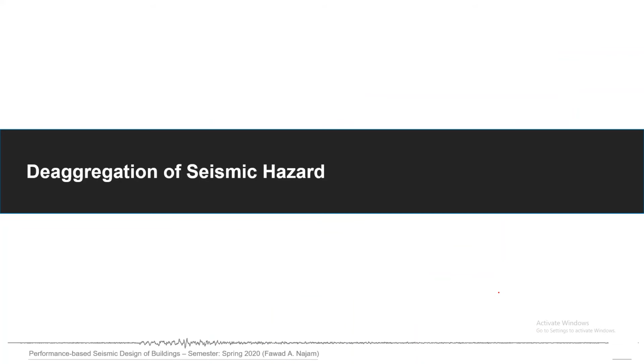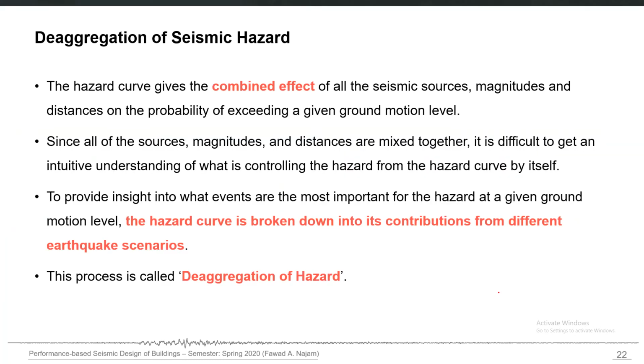So another important topic in this session is the de-aggregation of seismic hazard. First I will explain what it actually means, and then I will show you some examples of the de-aggregation of hazard. The hazard curve basically gives us the combined effect of all the seismic sources, all the magnitudes and distances on the probability of exceeding a given ground motion level.